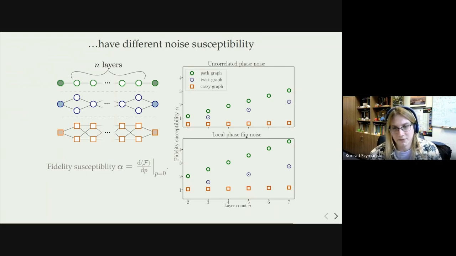I mean, the local phase noise, it's essentially the thing that happens in the optical realizations of graph states, where you have this probabilistic Z flip. And then you also have just flat response of susceptibility with respect to the length, because in this case you can observe any error except in the terminal qubits. You are not observing the terminal qubits because you still want them to be entangled, and therefore you cannot correct the noise there.